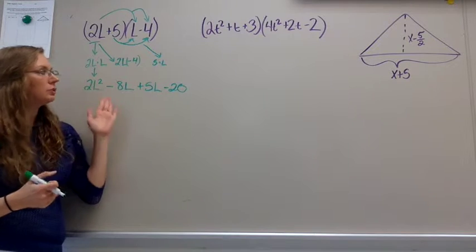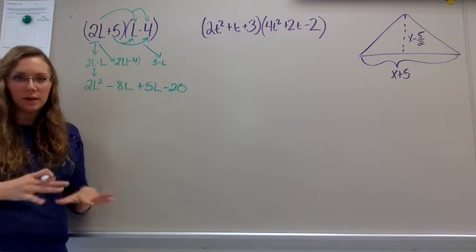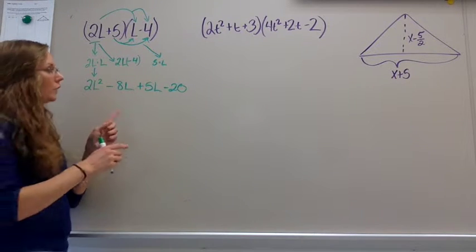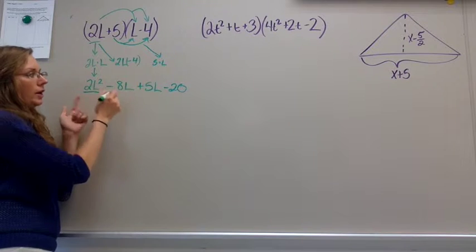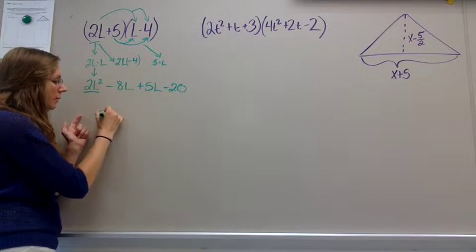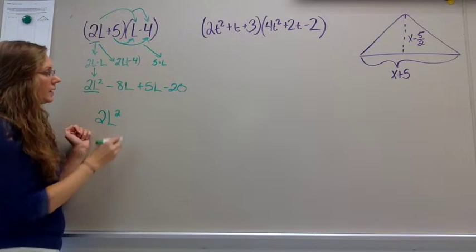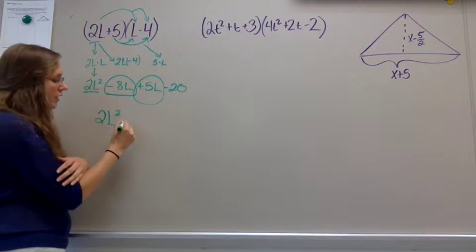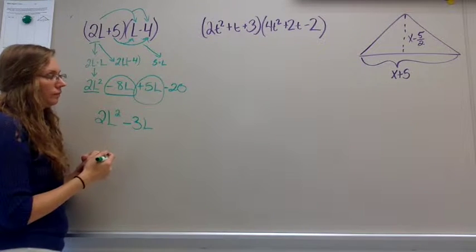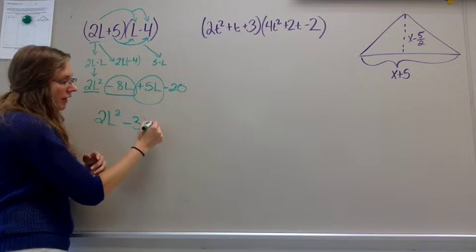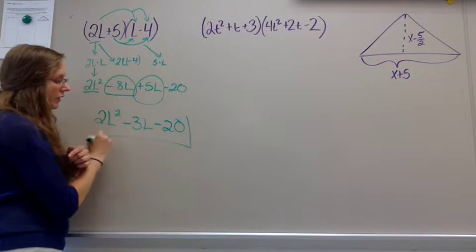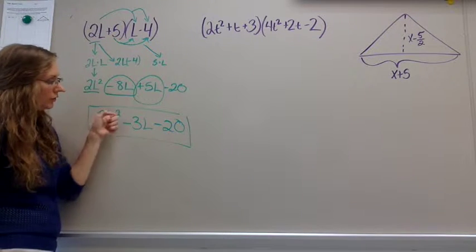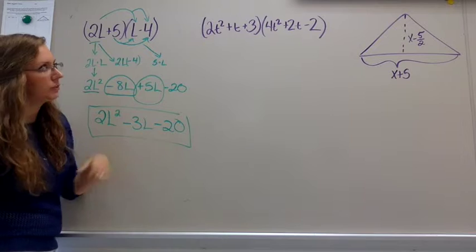And remember, with exponents, when we combine like terms, we don't do anything to the exponents. We leave them as is, and we worry only about the coefficients. So we look, L squared. There are no other L squareds, so this is going to come down and be in our answer. Now we have minus 8L and a plus 5L. So together, negative 3L. And lastly, we have just a constant of negative 20. This is our solution to this binomial times another binomial. 2L squared minus 3L minus 20.